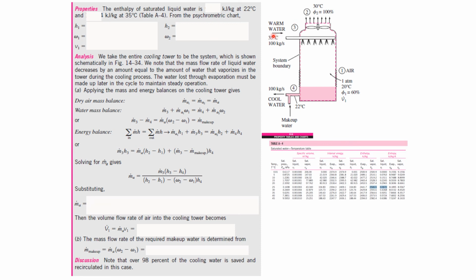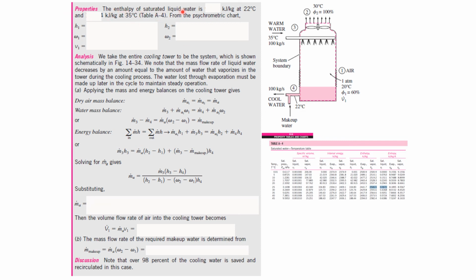You have warm water coming in at 35 degrees C at 100 kilograms per second. It's sprayed down, and air is used to cool it. The air comes in at 1 atm, 20 degrees C, relative humidity 60%. It then interacts and leaves as hot air at relative humidity 100% because the problem says it is saturated. The cool water accumulates at the bottom of the cooling tower and is resupplied into the process with the same flow rate. From 35 degrees C, the temperature has dropped to 22 degrees C. So we need to find all these values.